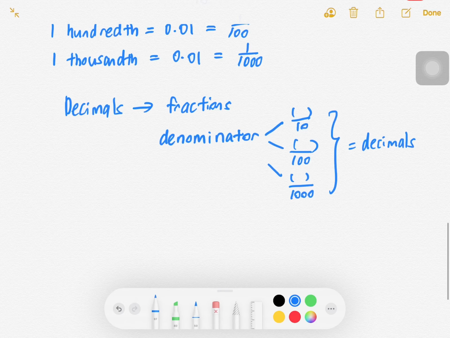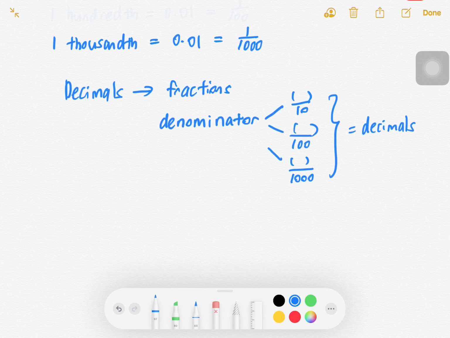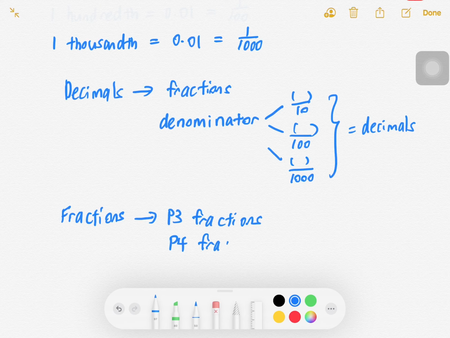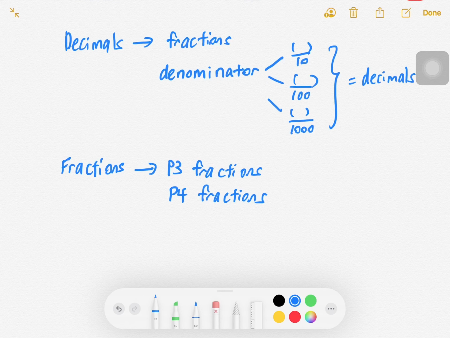So let me give you some examples. In order to do that, because we are working with fractions, of course you need to know your P3 fractions and P4 fractions, and of course the P2 basic fractions also.